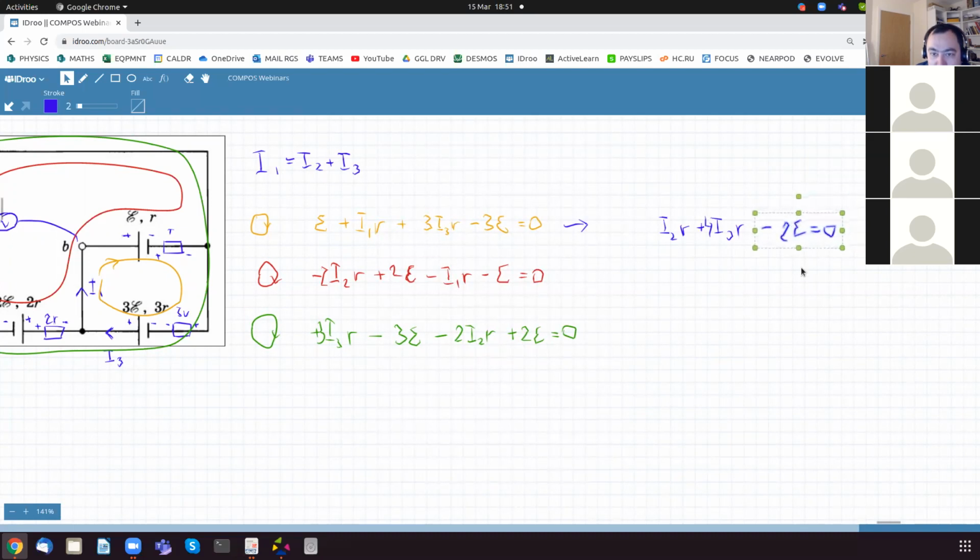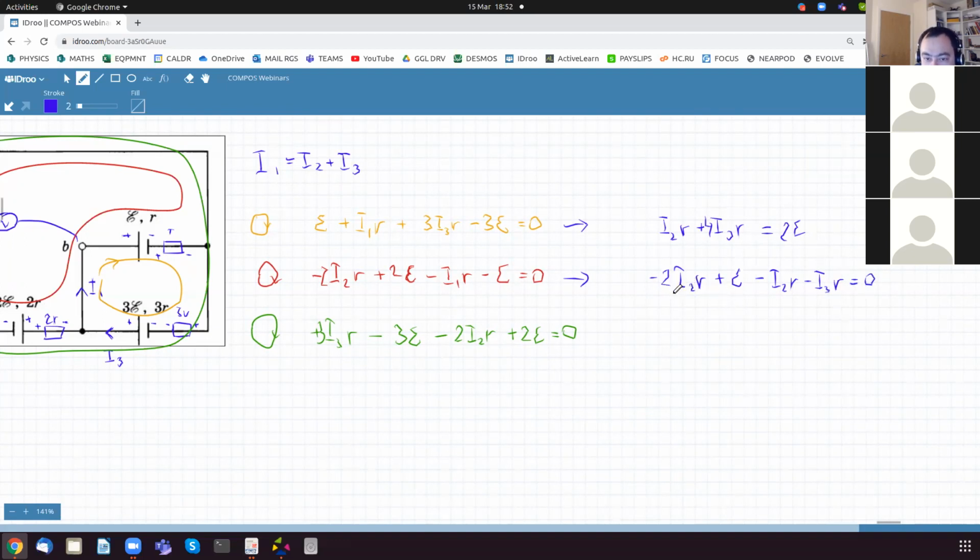That looks way easier. And furthermore, I'm just going to write like this. Beautiful. So from here, I have EMF, so minus 2 I2R plus EMF minus I2R minus I3R equals 0.